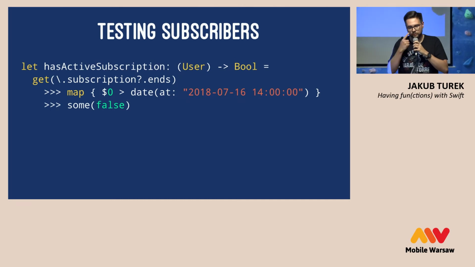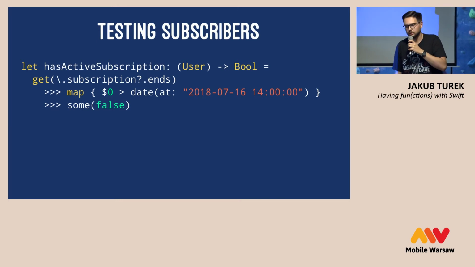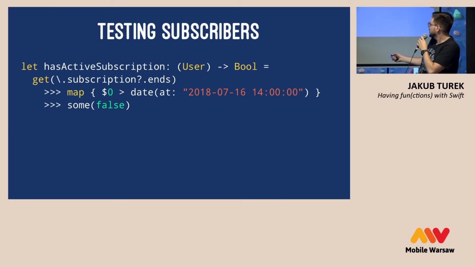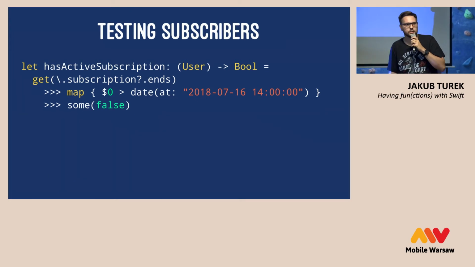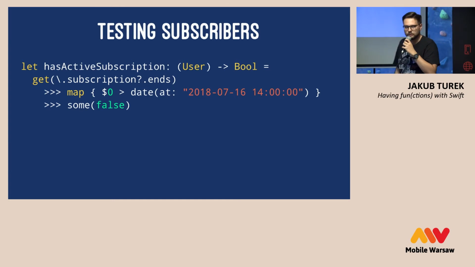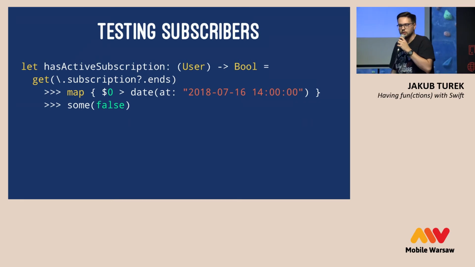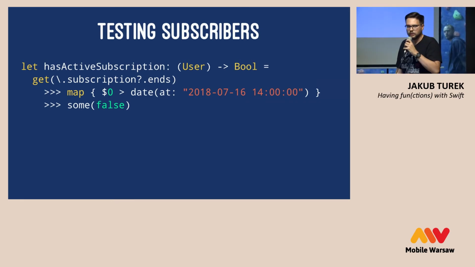First of all, we need to have a way to test whether the user has active subscription or not. And we can, of course, compose that. On the user, we extract the subscription end date. It's an optional date, so we go deep into the optional and test whether that date is greater than current date. In this example, it's hard-coded, but usually we would just use the current date in there. And in case that date was never there, we just map it to false, so the user has no active subscription.